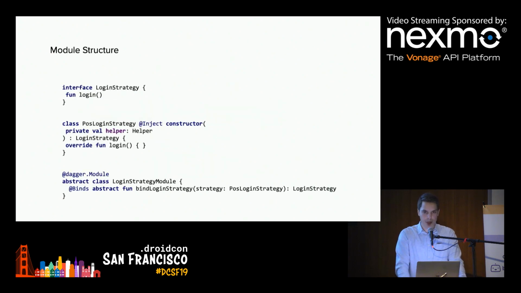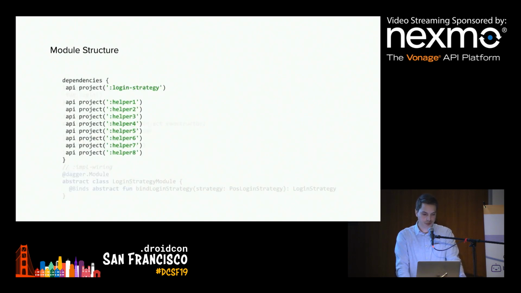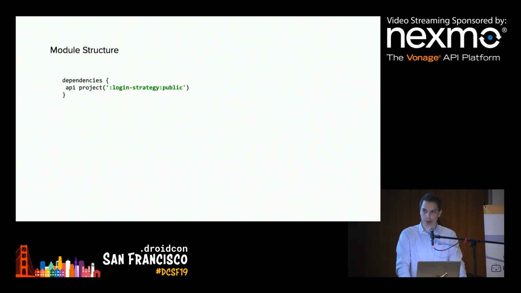Now back to our example, it should be clear by now that the login strategy, the interface, is supposed to go into the public module. The concrete implementation goes into the impl module, and our Dagger module goes into the impl wiring. If we look at our dependencies, this is what we used to have. But by separating these concerns now, I can import a public module and I don't get any of the transitive dependencies. And it's a big achievement for modularization and isolation.